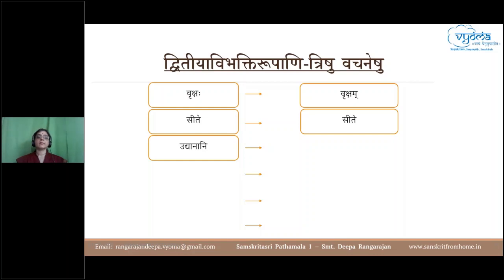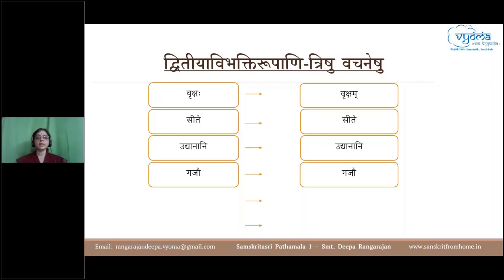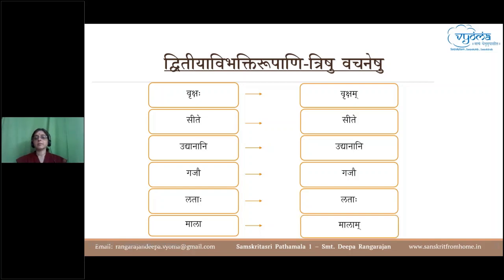Udyanani, Udyanam Bahuvachanam stays the same, Udyanani. Excellent. Gajau. Gajau, Gajaha, Dvivachanam. Dvitiya Vibhakti is also Gajau. Fantastic. Lataha. Lataha, Lata Bahuvachanam. Again stays the same, Lataha. Mala, Ekavachanam. Malam will be the Dvitiya. Uttam. Uttamam bhagini. Dhanyavadaha.